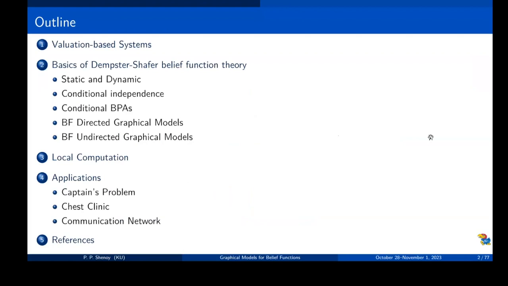The static part is a representation. We talked about belief, plausibility, commonality, and so on. The dynamic part is Dempster's rule, which is also a rule for finding marginals. So I'll talk about those two.